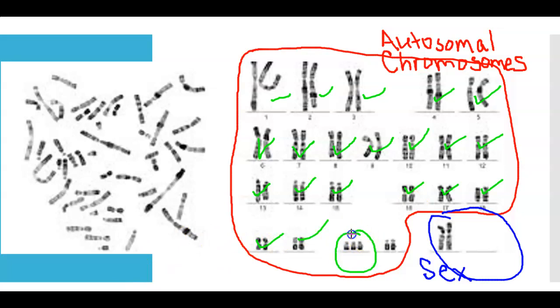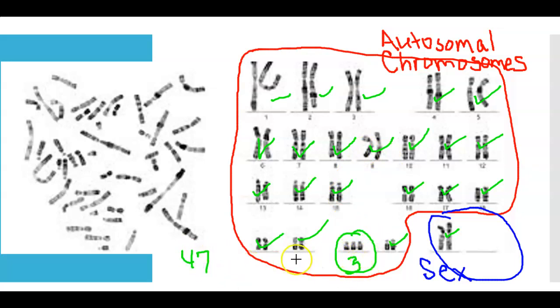Uh-oh, got a problem here. There are actually 3 chromosomes here instead of 2. And this one looks good, and we have 2 sex chromosomes. So we have a problem right off the bat, because instead of having 46 chromosomes, this person has 47.